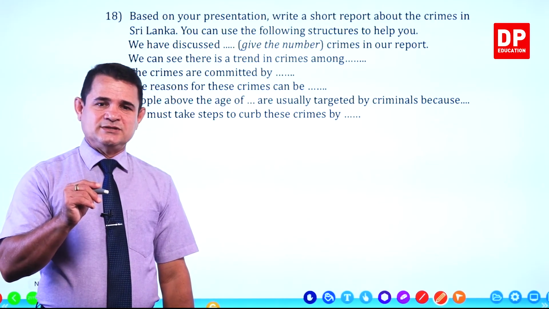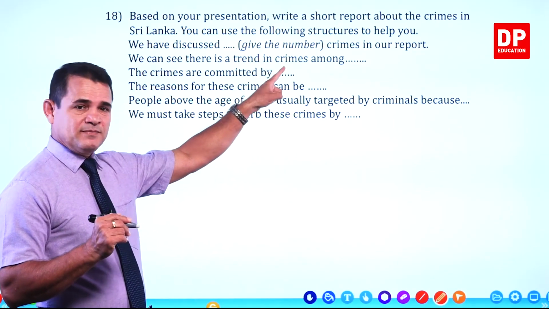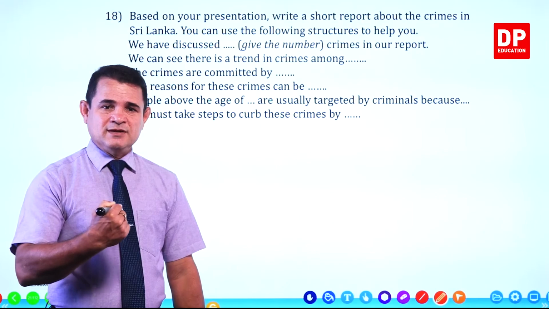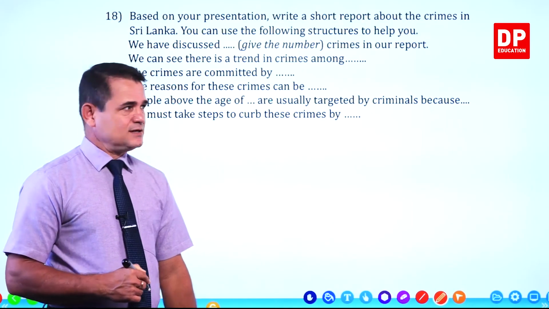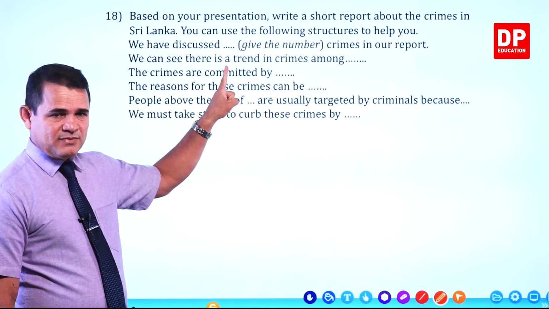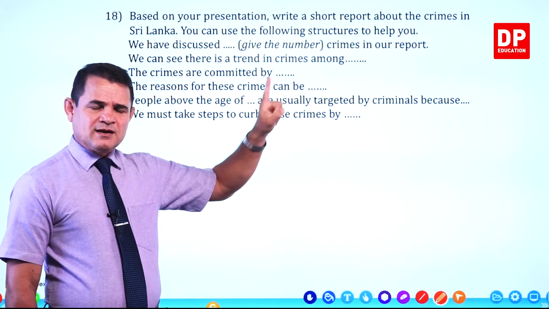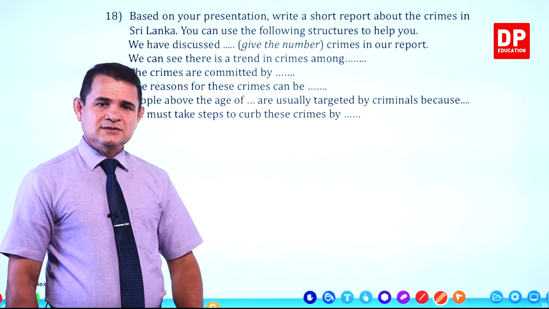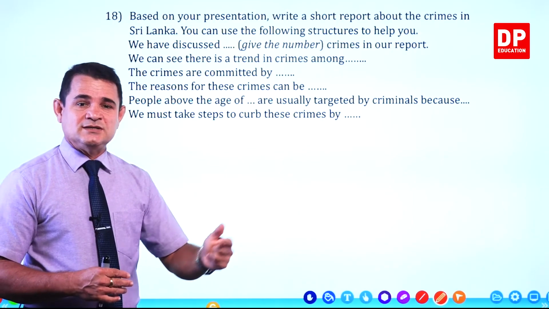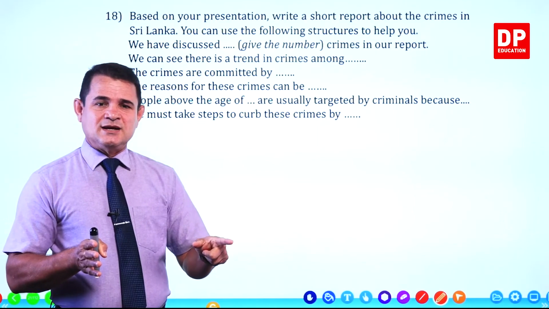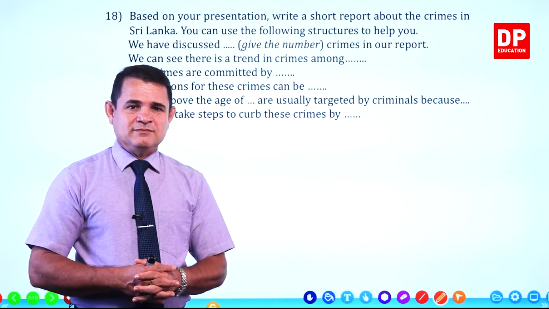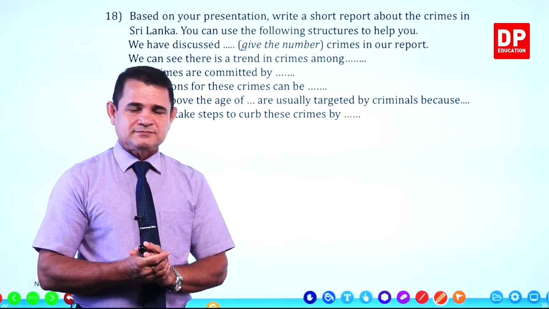We have discussed, you write the number here, right? Give the number. We have discussed 5 kinds of crimes in our report. We can see there is a trend in crimes among teenagers, among the people between 20 to 30 and 30 to 40. So whatever you find from the presentations, write those things from the information you collected, right?